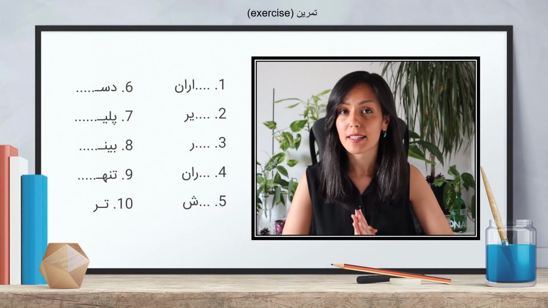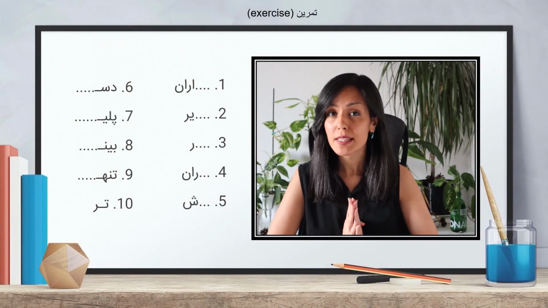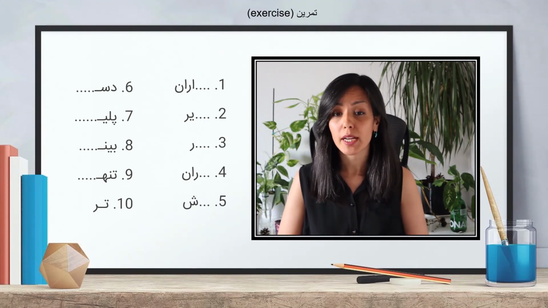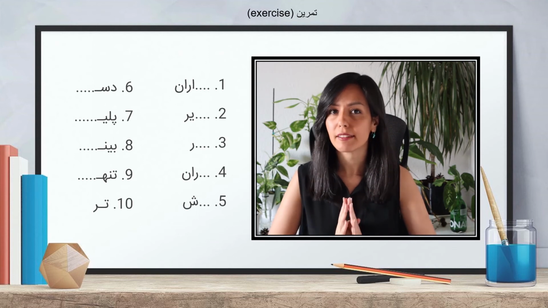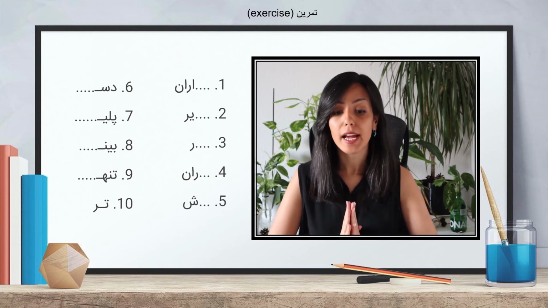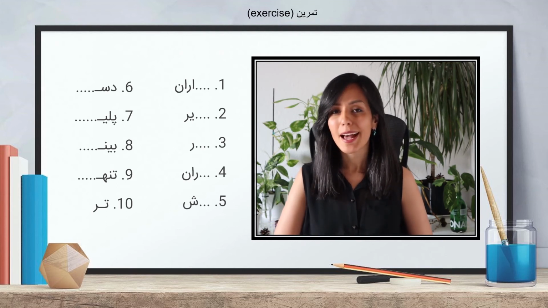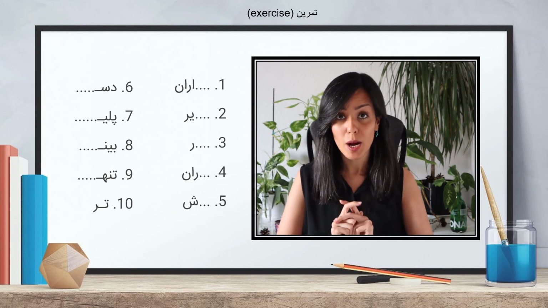This exercise is very simple. You must listen to my pronunciation very carefully and try to write for number 1 to 5 the first letter that you hear, and for number 6 to 10 the last letter that you hear. Let's start with number 1.